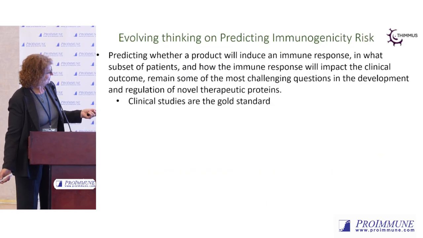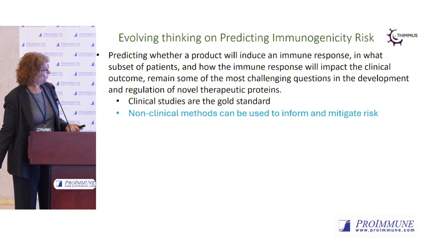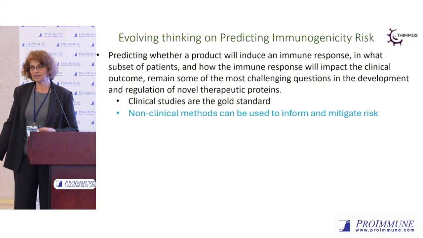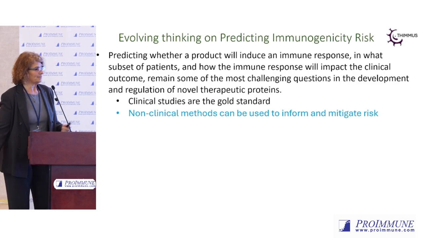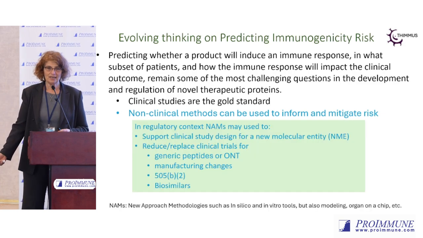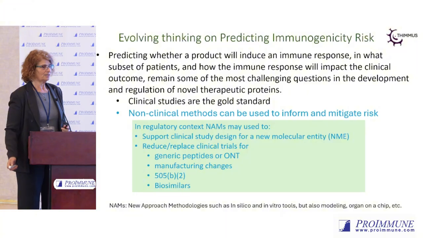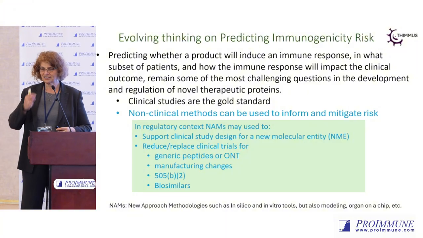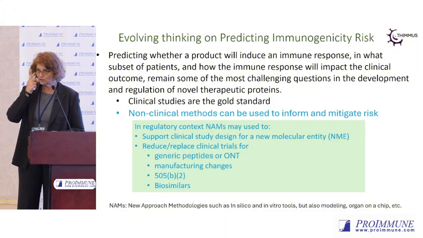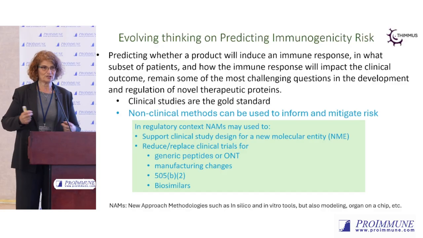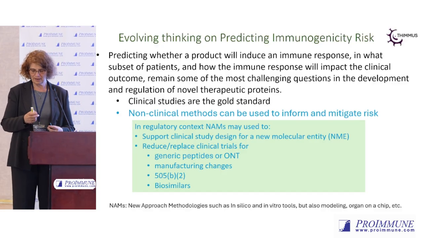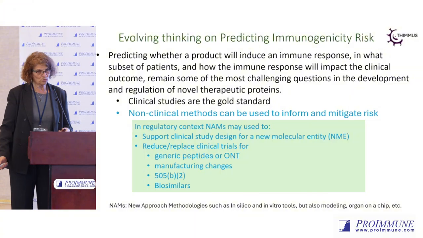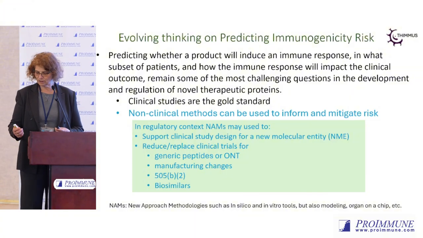Now, if clinical studies are the gold standard for assessing immunogenicity, non-clinical studies can really help inform the risk and help mitigate it. Right? So in the regulatory context, how can you use them? I think there's been a lot of talk this morning about how you use these to select your targets, to improve your targets, to develop better products. But what can you do with this information in the regulatory context?